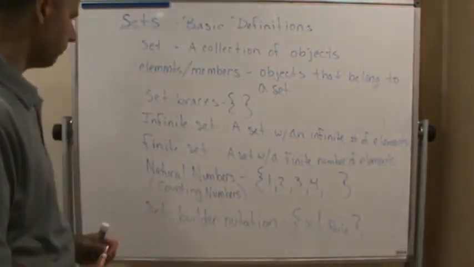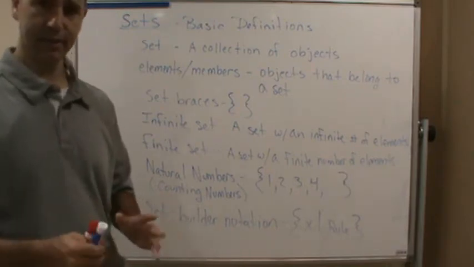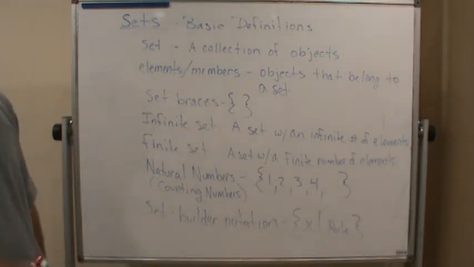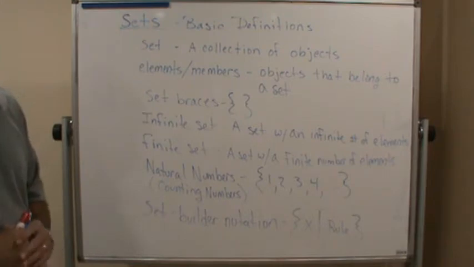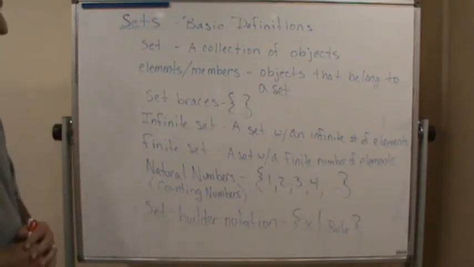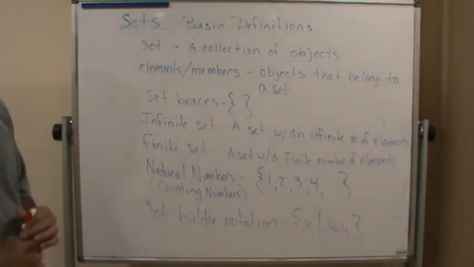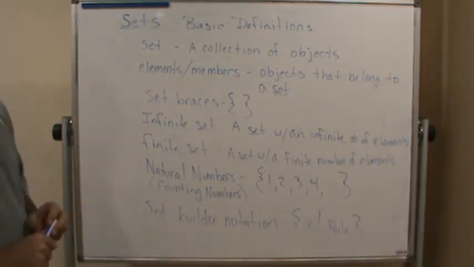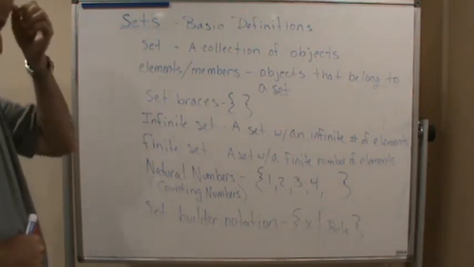Now there are two other things as far as types of sets. There are infinite sets and there are finite sets. And obviously the name probably gives it away. An infinite set has an infinite number of objects or elements in the set. Finite sets, as you would guess, have a finite number of elements.